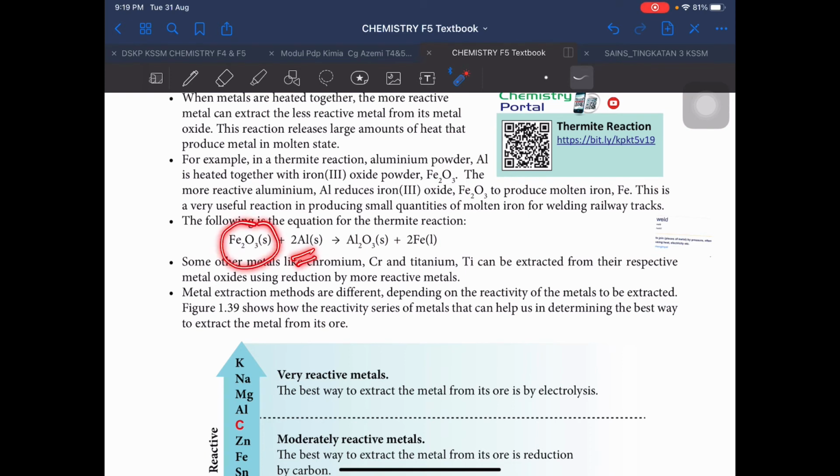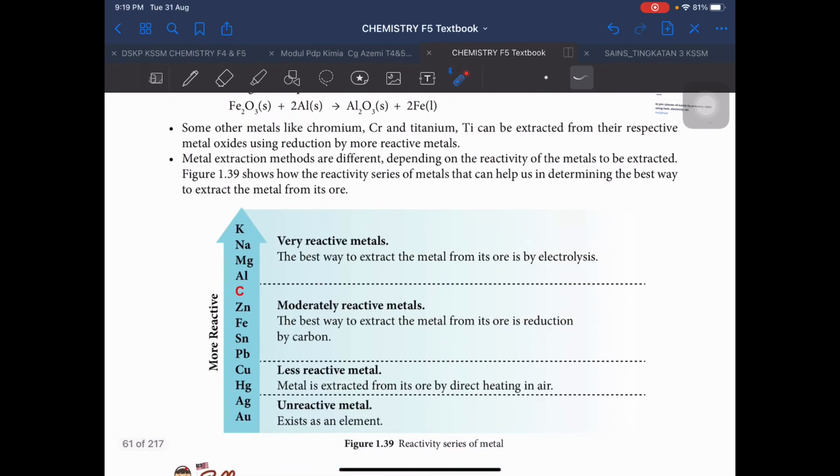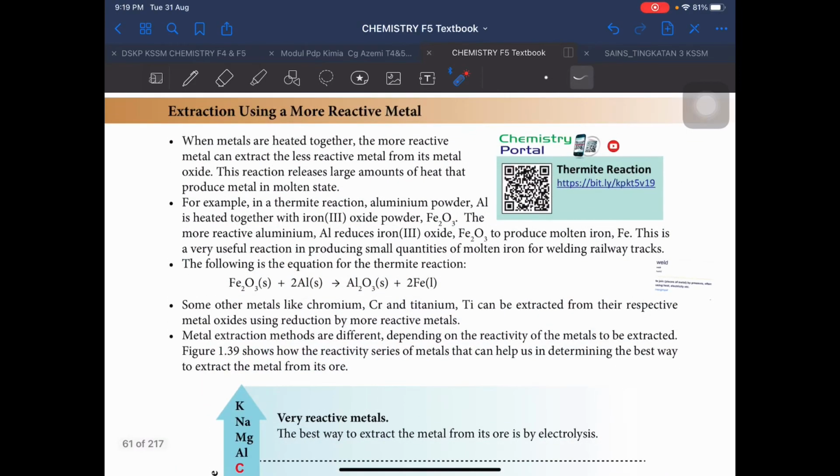Metal and metal oxide. Syarat dia, okay, the condition is metal that you panaskan together, it must be a higher located metal in the reactivity series. Kalau dia di bawah, cannot. Dia mesti di atas only. Okay, let us look at the points again. For example, in a termite reaction, aluminium powder is heated together with iron 3 oxide. Nah, ni aluminium dipanaskan bersama-sama dengan iron 3 oxide powder.